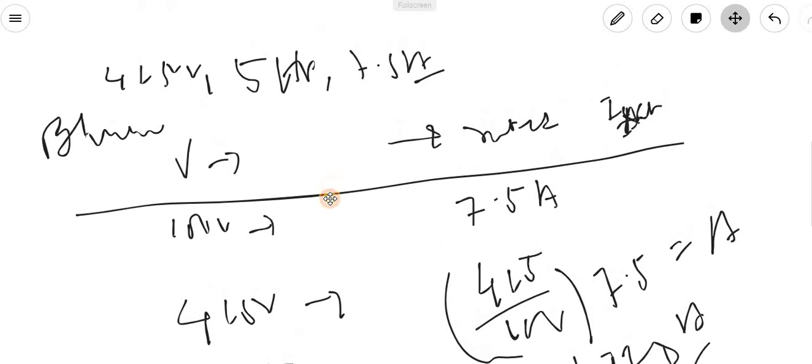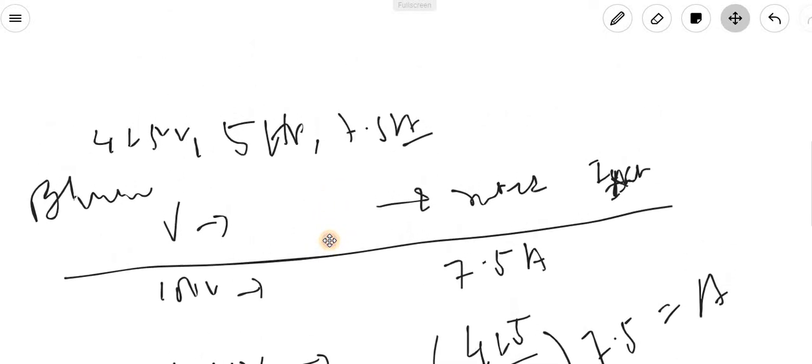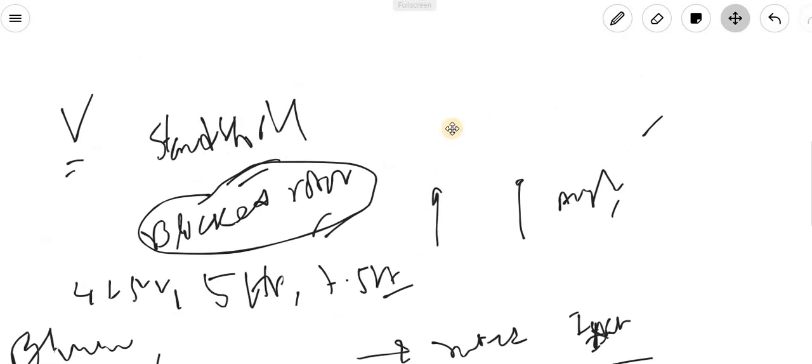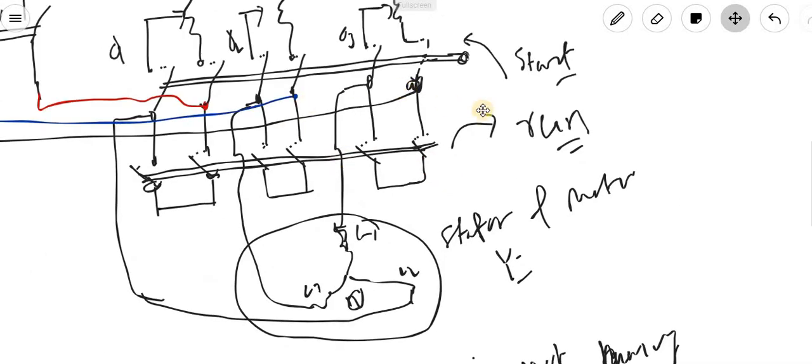But here, for this case of study for the autotransformer starter, initially what is happening? We are setting a variable point. This is the variable point. First we are changing the tap. By changing this tap, we will be getting the output voltage across the motor.